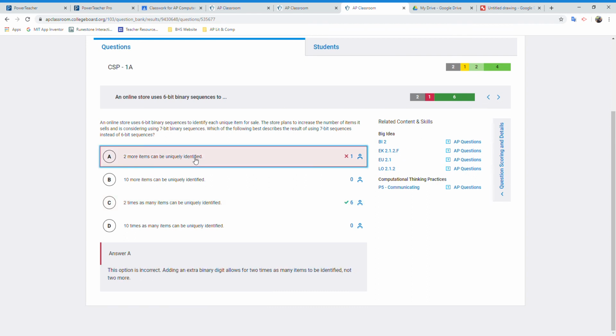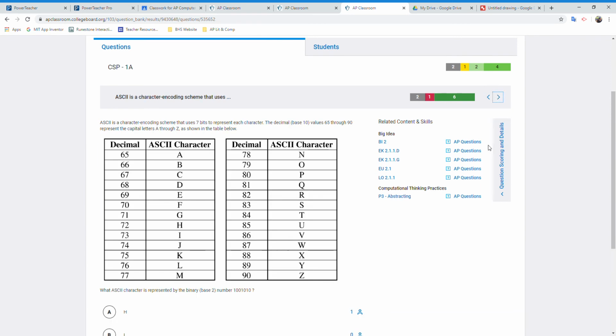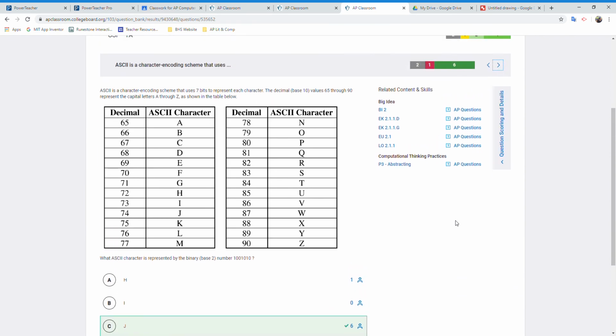Not 2 more items, by the way. 2 more items is not correct because that would say I could do that plus 2, and then I'd need an unbelievable number if that were the case. All right, so this one is ASCII. This is just be careful.